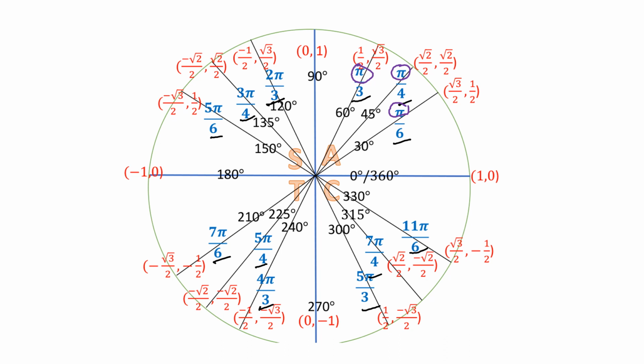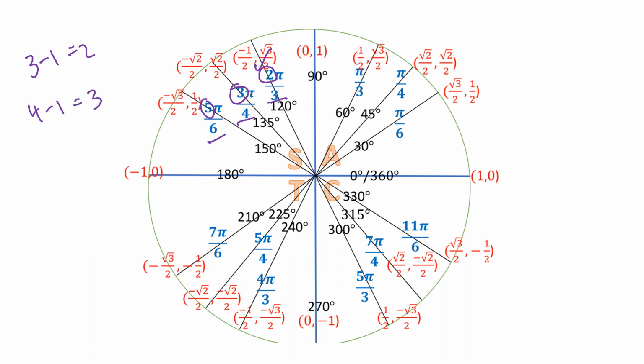But what do you notice about quadrant 2? What can we do to each of these denominators to get these numerators? Clearly, we would have to subtract 1. So 3 minus 1 gives us 2. 4 minus 1 gives us 3. 6 minus 1 gives us 5. So the rule or pattern for the second quadrant is basically the denominator minus 1.